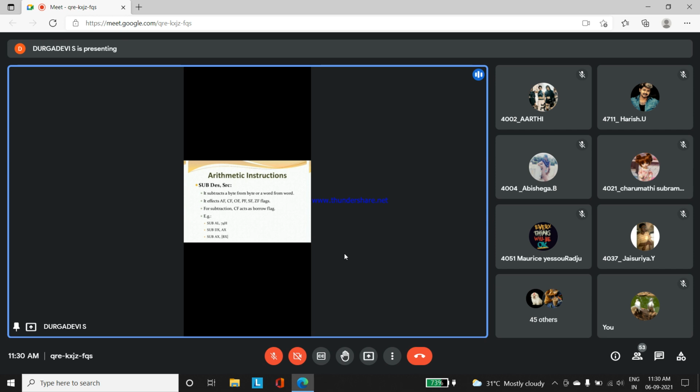Okay, SUB DX comma AX means you are going to subtract, so AX minus DX, and the answer will be stored in DX. For example, if AX is 5 and DX is also 5, what will be the answer?